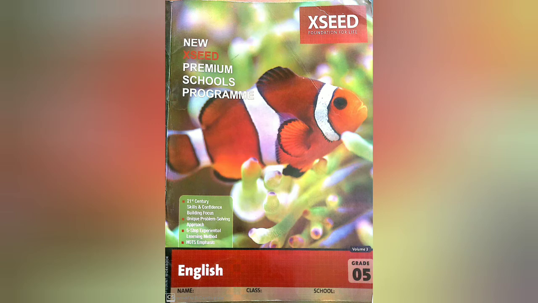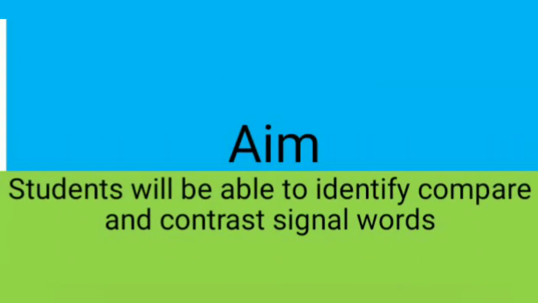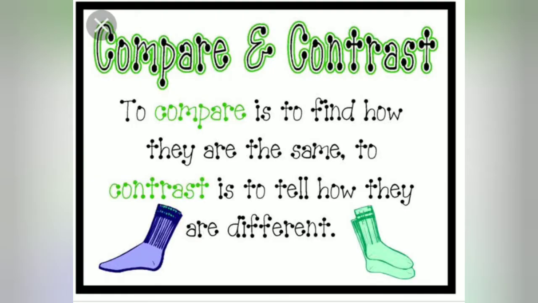XSEED English Grade 5, Block number 21, Comparing Biographies, Lesson Plan 1: Compare Contrast Signal Words. Students will be able to identify, compare and contrast signal words. Before we move forward, let us understand what is compare and contrast. Compare is to find how they are the same. Contrast is to tell how they are different.